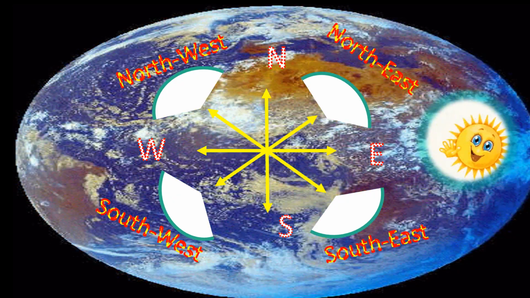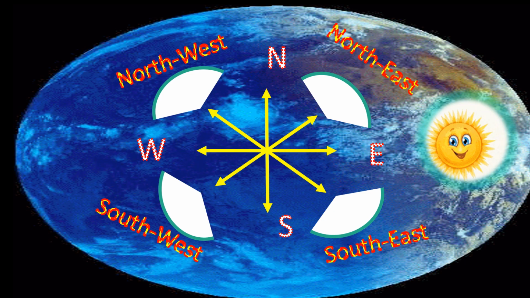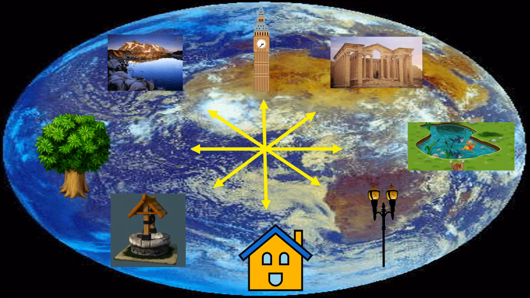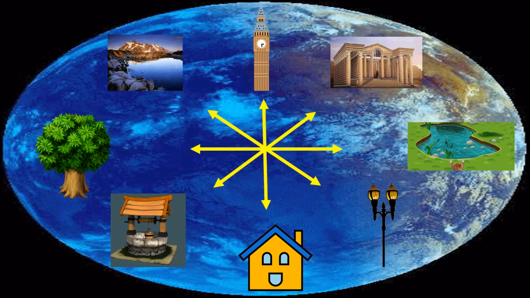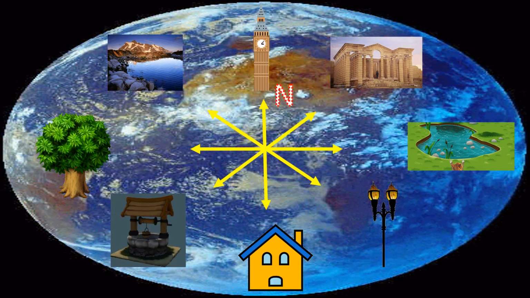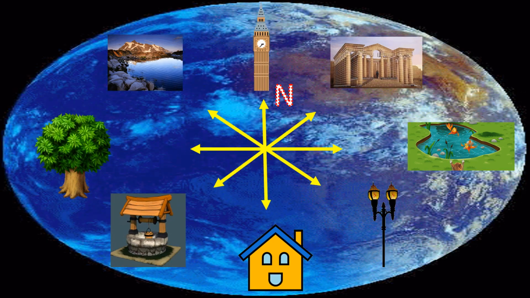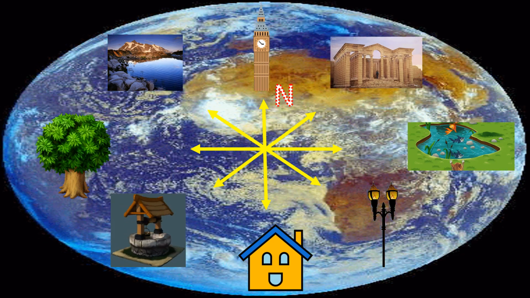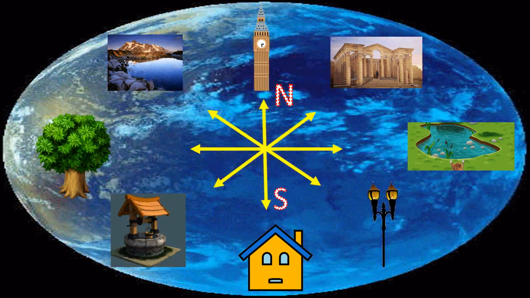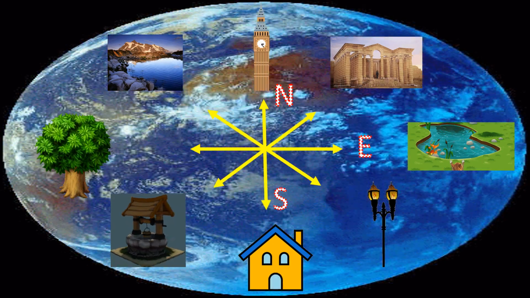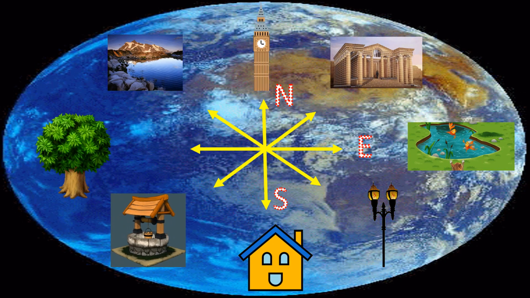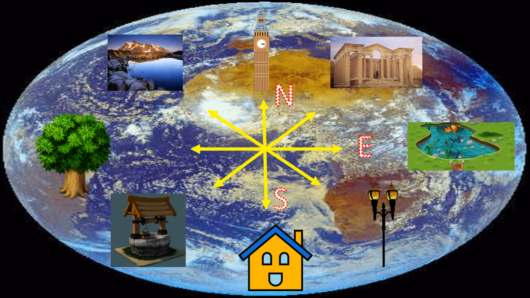To make it more clear, let's see these pictures. You can see different pictures. Can you tell where the clock is, which direction? Yes, it is in the north direction. Where is the house? The house is in the south direction. Where is the pond? It's in the east direction. Where is the tree? It's in the west direction.